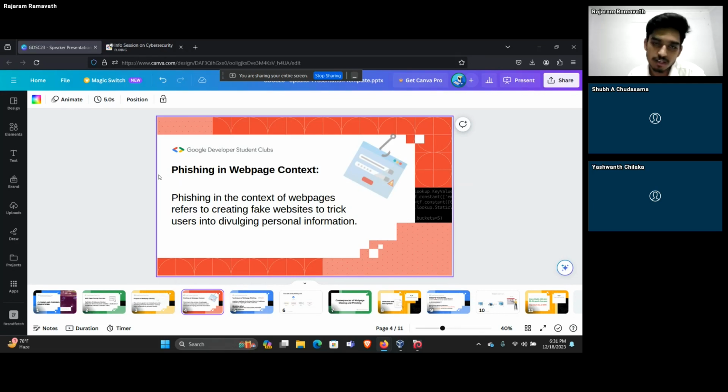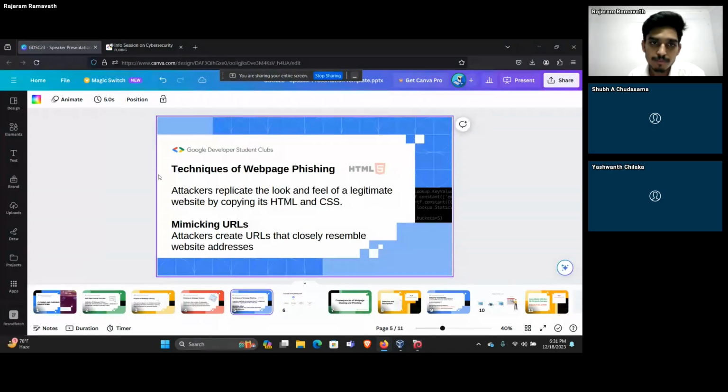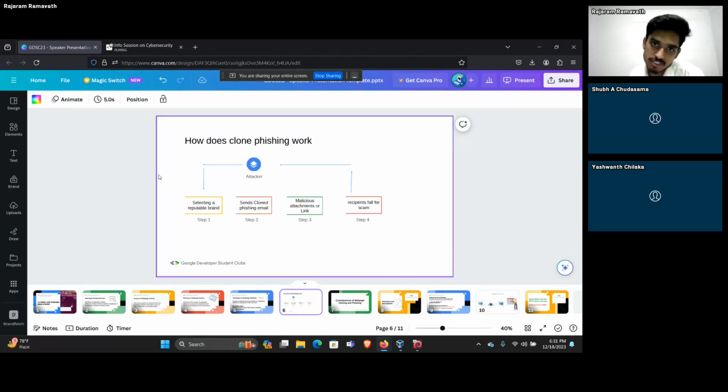Coming to phishing, this part of the total activity is known as phishing, where attackers create fake websites, a kind of cloning, as I told you. Coming to the techniques used in web page phishing, attackers mainly focus on the HTML and CSS to look as original as the web page was. Moreover, attackers also focus on the URLs, where they try to imitate the same URL with small changes, which looks like the original URL of the web page, and then the attacker sends it to the individuals from whom he wants to get the credentials. How does this clone phishing work?